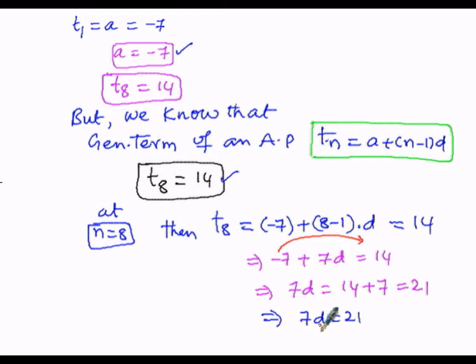I want to make the coefficient of d as 1. When 7 is transposed to the right hand side, it divides the whole right hand side, because it is multiplication on the left hand side. So d equals 21 divided by 7. After cancellation, 7 ones are 7 and 7 threes are 21, so d equals 3.